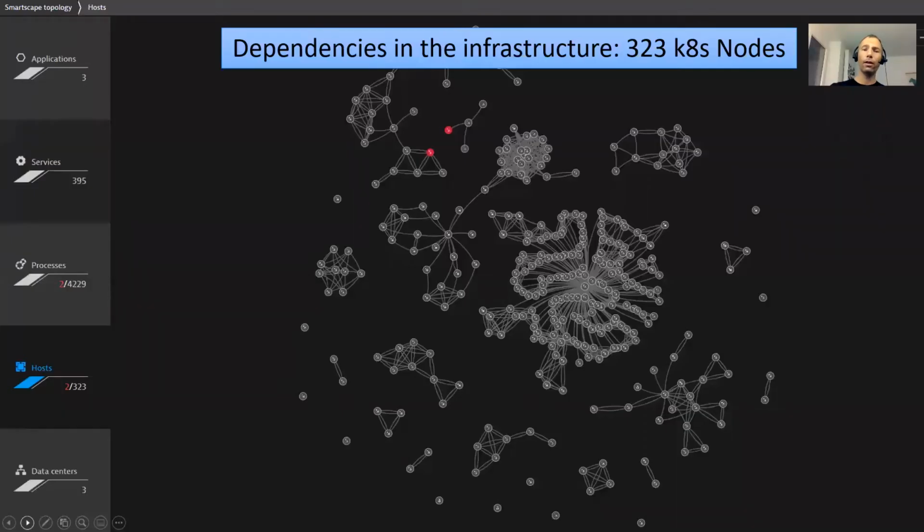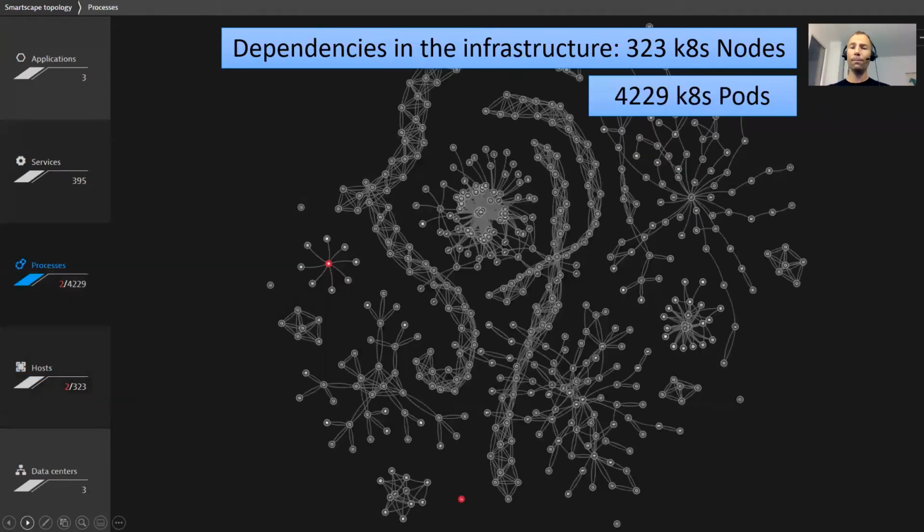Well, let me give you a little more ideas here. This is also a view on the dependencies. In this case, it's 323 Kubernetes nodes of one of the organizations I worked with. What you basically see here, we call this Smartscape. Smartscape shows the dependencies between nodes, between hosts, based on the network connectivity. And you can see nicely the clusters of individual nodes, what actually belongs together and what doesn't belong together.